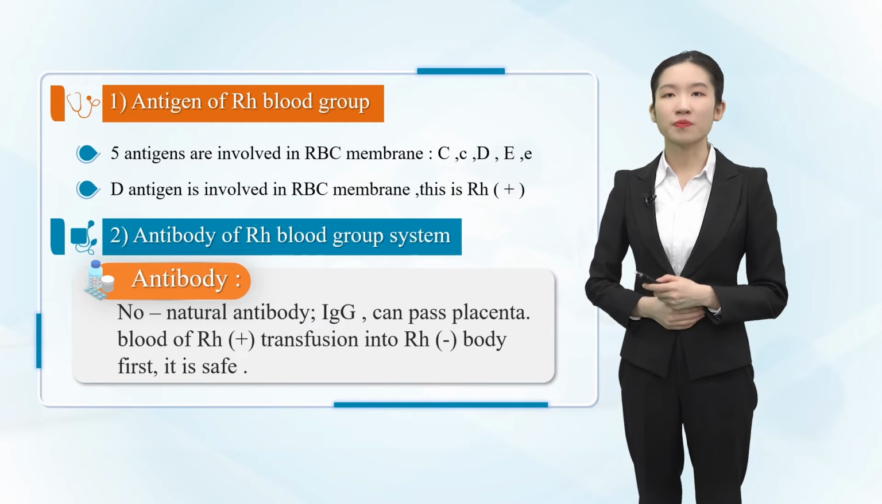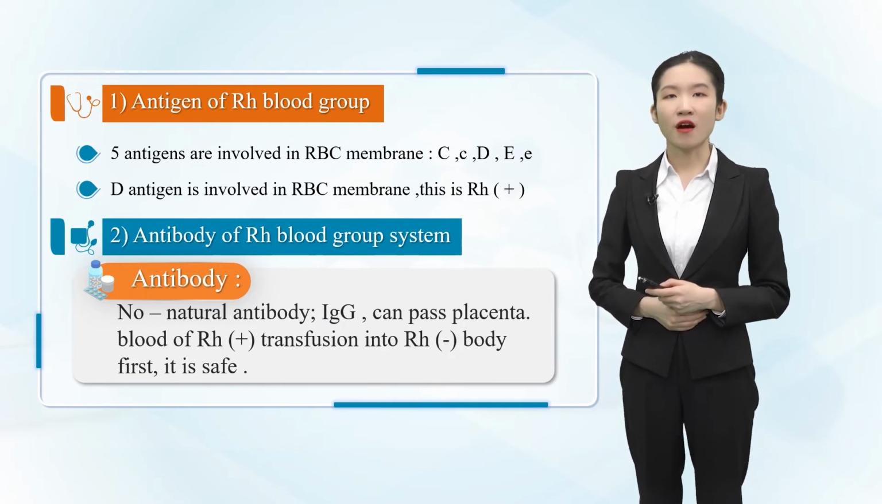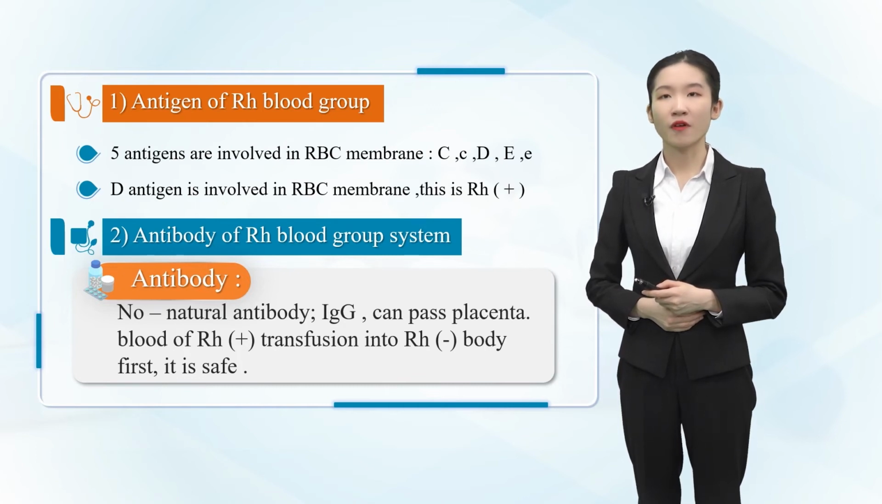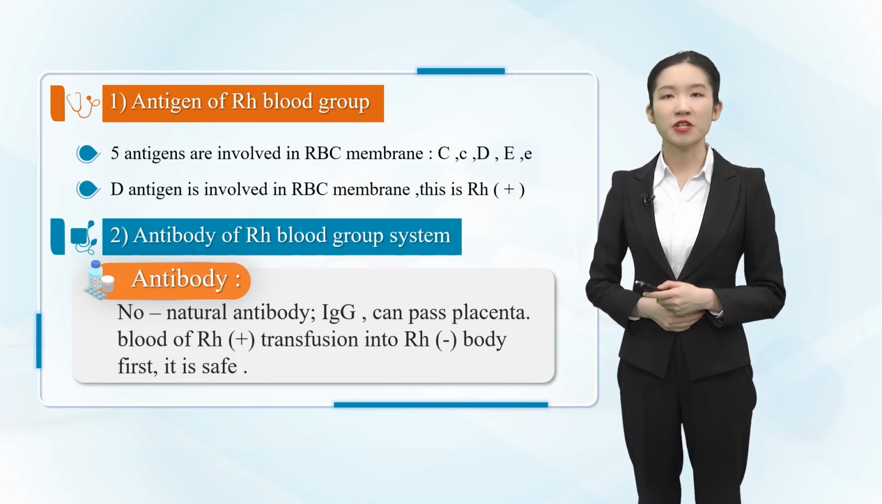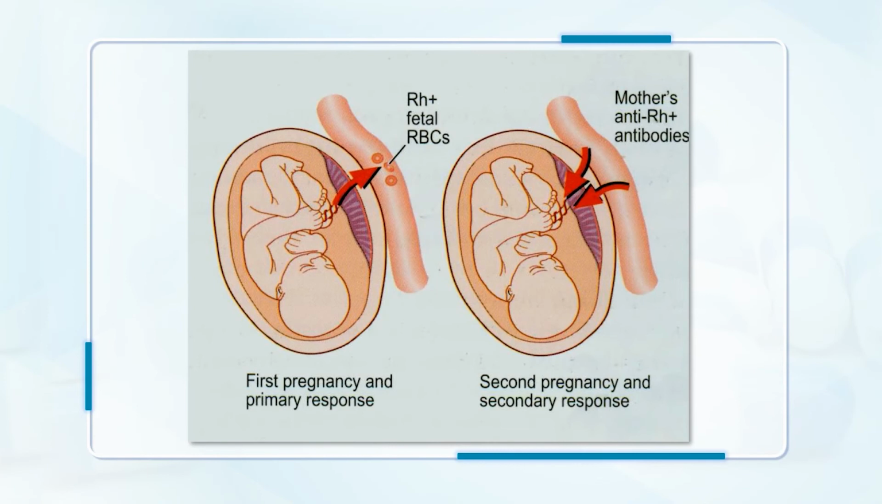Antibody of RH blood group system. There is no natural antibody. Anti-RH are produced only when RH negative people receive RH positive blood through humoral immunity. So, it is generally safe after the first blood transfusion. Anti-RH are IgG. Look at this picture.